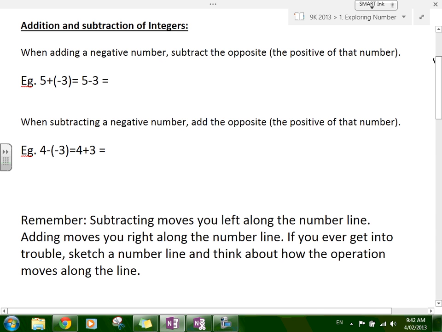So, for example, you have 5 plus minus 3. You are adding a negative. The minus 3 is the negative number. 5 plus minus 3 goes to just 5 minus 3. And what's 5 minus 3? 2. Right? 5 minus 3 is 2. So when you are adding a negative, you just subtract its opposite. Make the number positive and you subtract it.